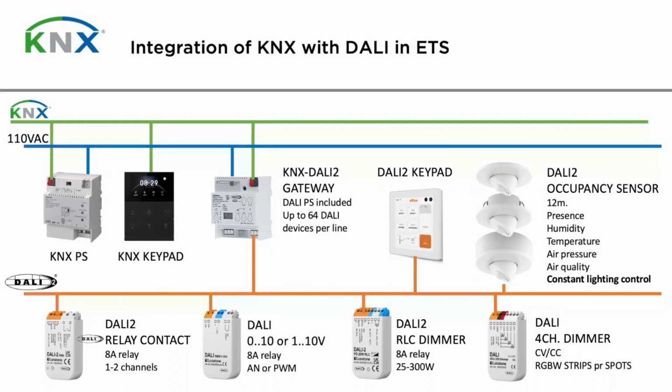Okay, great. So as I was saying, we can have a full KNX installation, right? A full KNX installation starts with a power supply. With the power supply, it goes with keypad, sensors, actuators, many things. You can have anything you wish. Okay, and then we have a KNX DALI 2 gateway. This is the idea of how to implement KNX with DALI. So we have a KNX DALI 2 gateway.